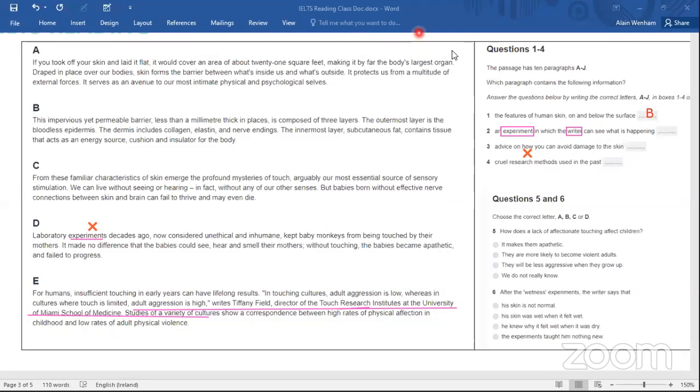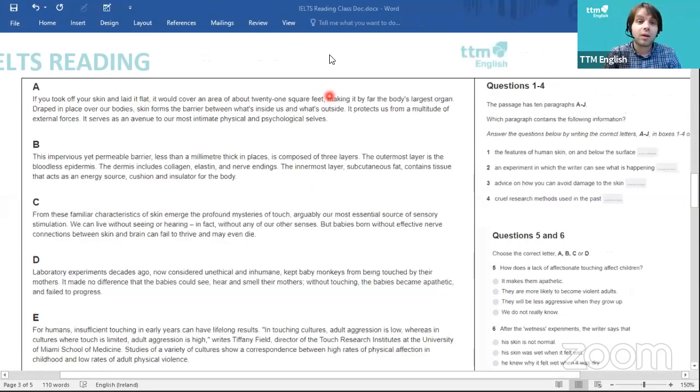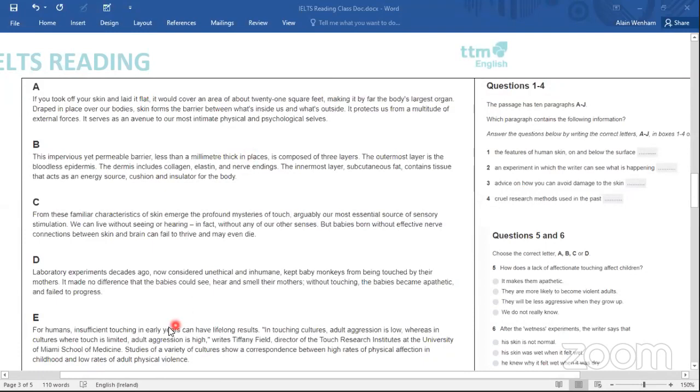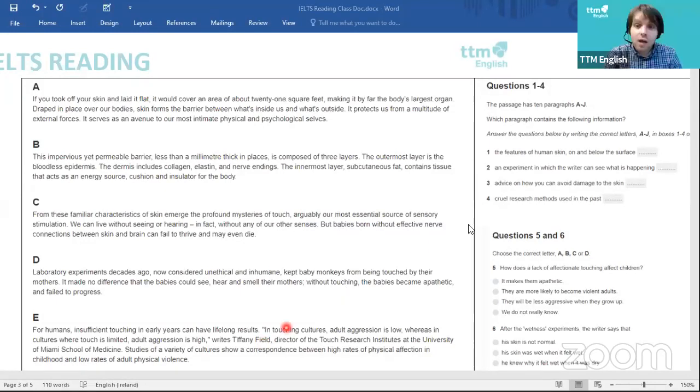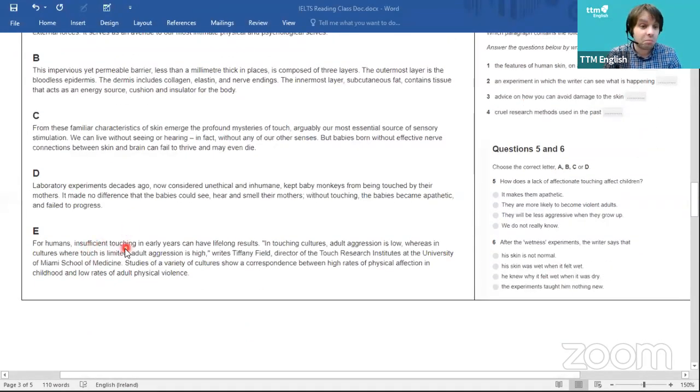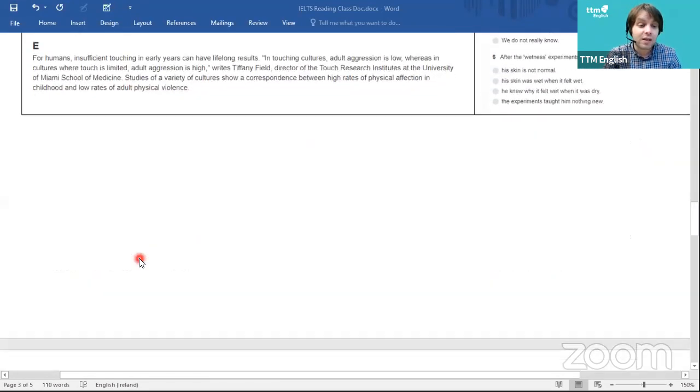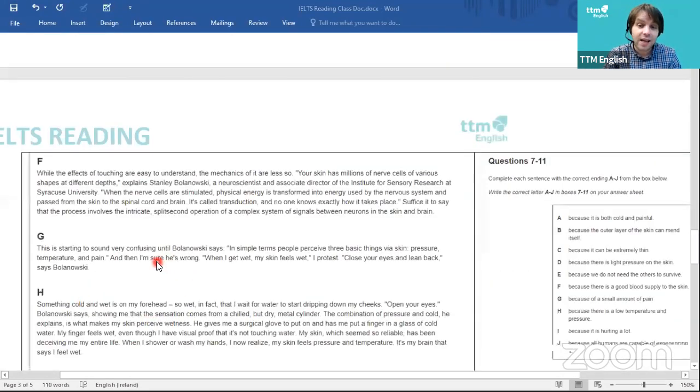So what do we do, guys? If it's not there, we need to go and look. Yep. Sir, it says studies of a variety of cultures show a correspondence. Yeah. So you're matching experiments, Sophia, but you're not matching the idea of writer can see. Can you see that there, Sophia? Because what I'm thinking we need to do, guys, is go and look in the rest of the text. What do you all think?